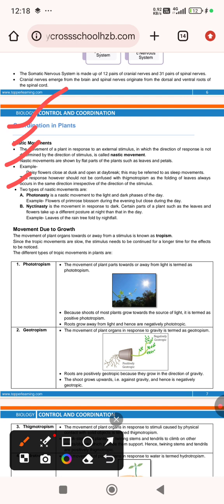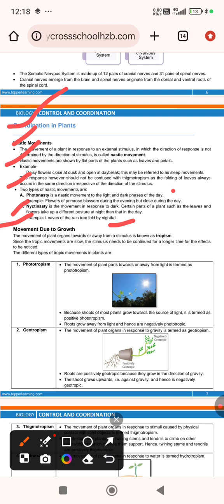Photonasty is a nastic movement in response to the light and the dark phase of the day. Example: flowers of primrose blossom during the evening but close during the day. Number 2, nyctinasty. It is the movement in response to dark. Certain parts of the plant, such as leaves and flowers, take up a different posture at night than that in the day. Example: leaves of the tree fold by nightfall.